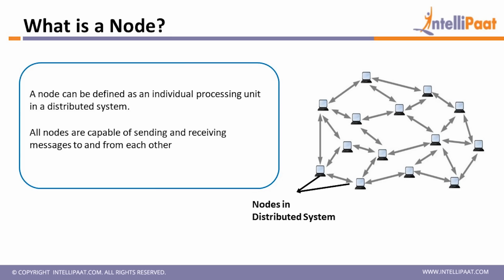What is a node in the distributed system? A node can be defined as an individual processing unit in a distributed system. All nodes are capable of sending and receiving messages to and from each other. Nodes in a distributed system need to be connected with each other. Some may be directly connected, some may be connected through other nodes. So the whole purpose is that whatever information is flowing in a network should be able to propagate to every node without any specific delay or any tampering.